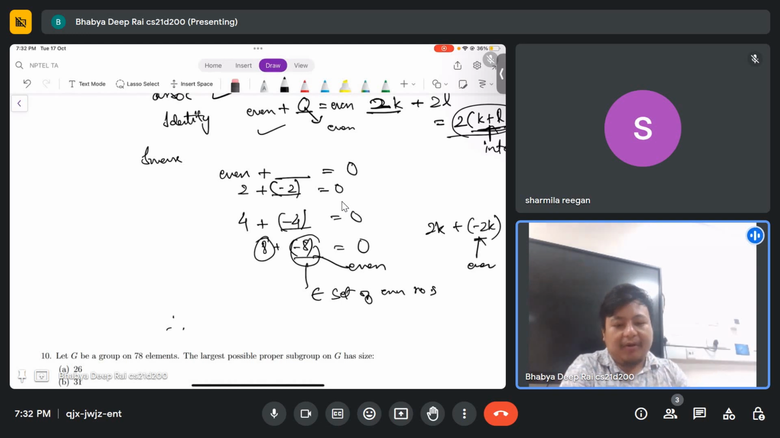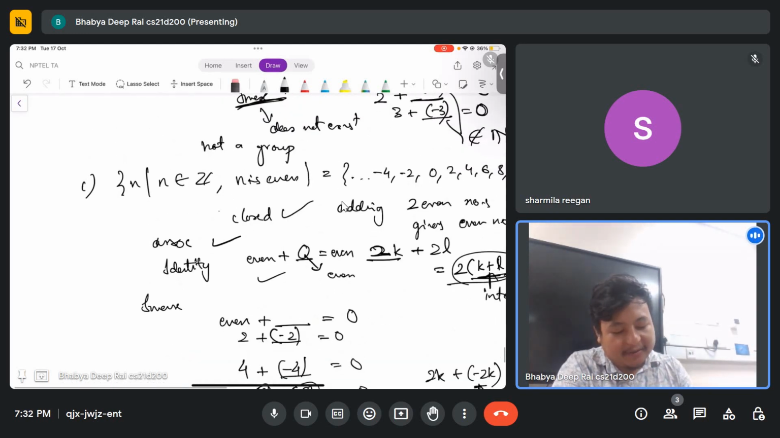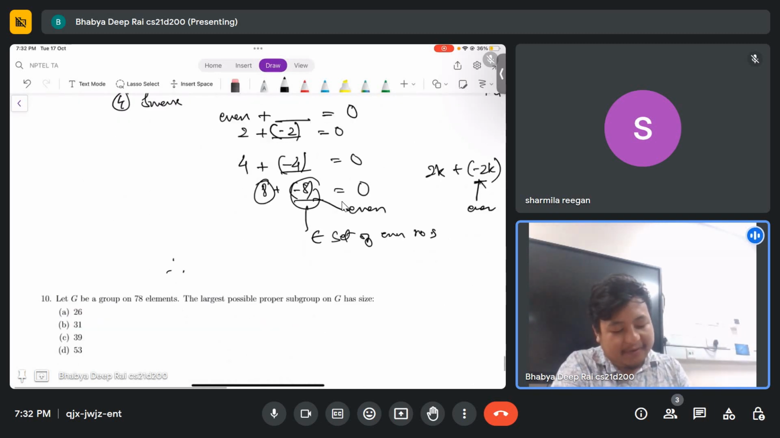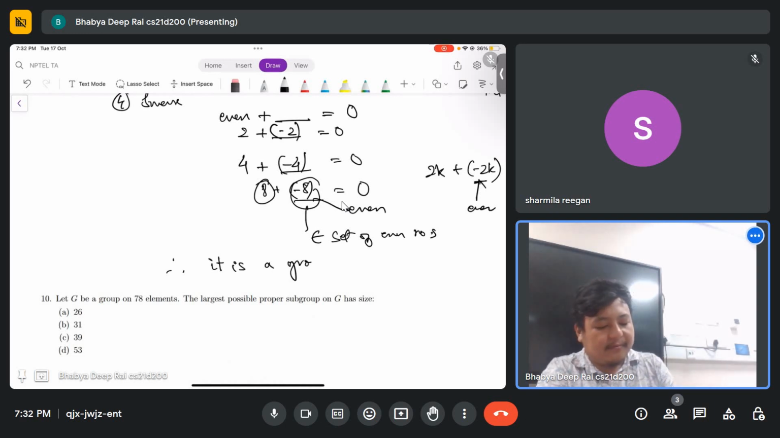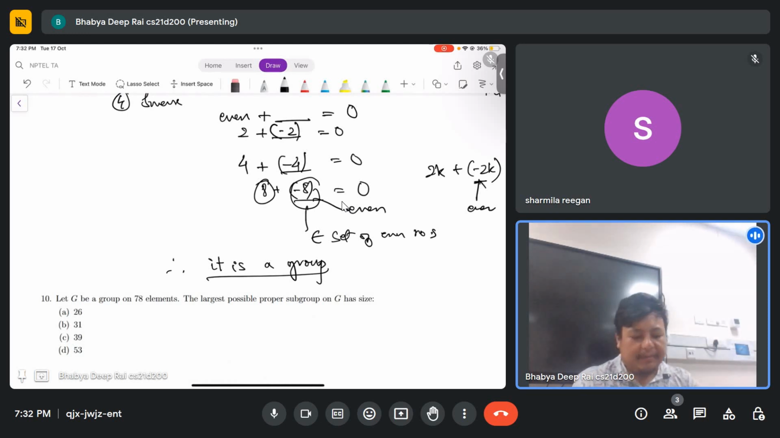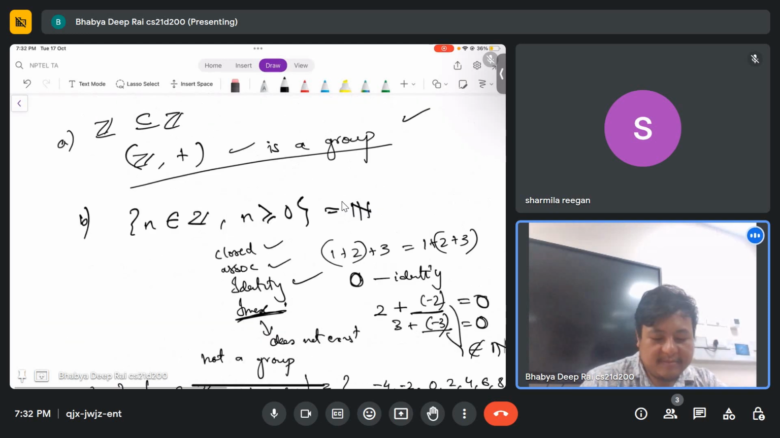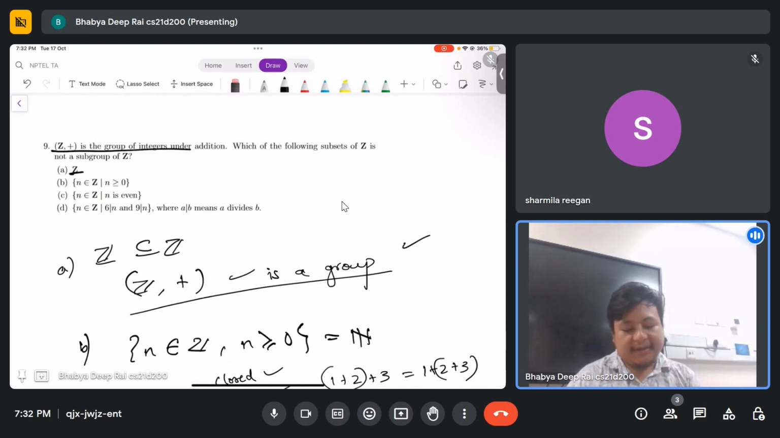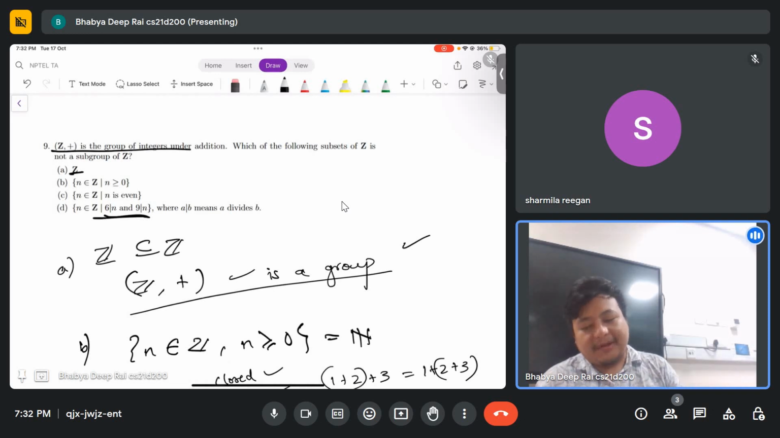Therefore, all four properties are satisfied: closure, associativity, identity, inverse, and therefore it is a group. It is an example of one. Okay. And the final one is an interesting one. I would leave this as an exercise.